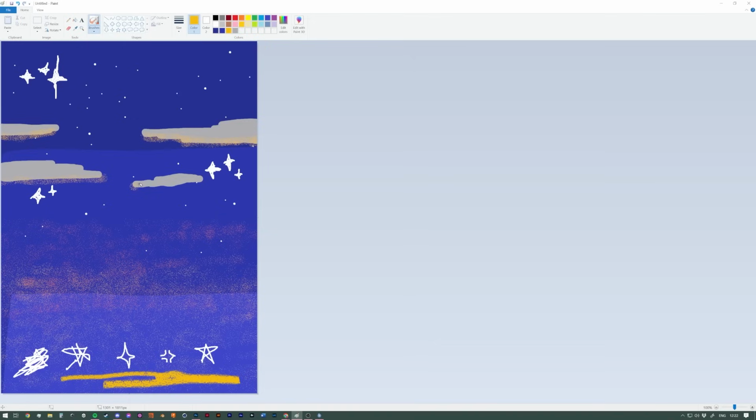You know how people think about the Roman Empire every day? I think about light pollution every day. This is my Roman Empire.